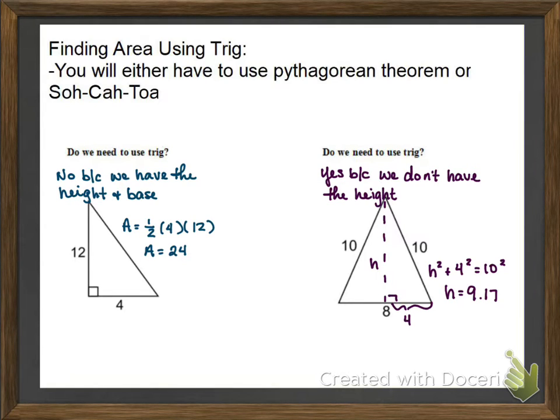The base is 4 and the hypotenuse is 10. So h squared plus 4 squared equals 10 squared. Subtract the 4 squared over, take the square root, and we get a height of 9.17. So now that we have the height, our base is 8. We were given that. We can plug it into our formula. Area equals 1/2 times 8 times 9.17. So the area of this triangle is 36.68.